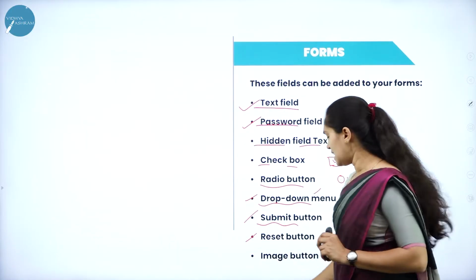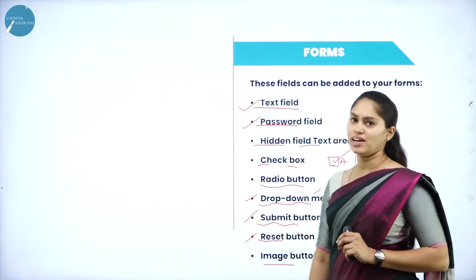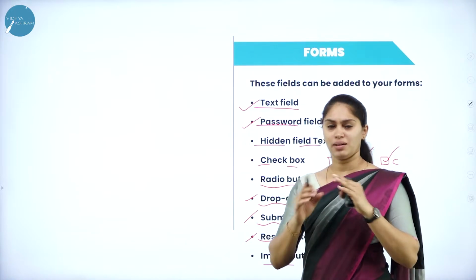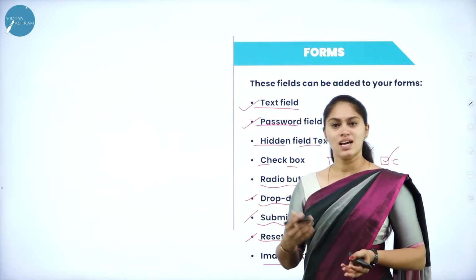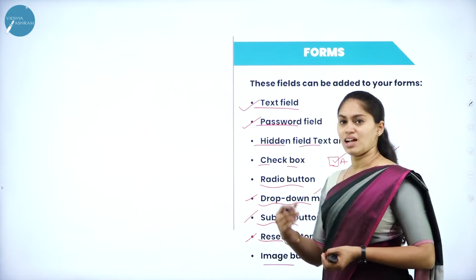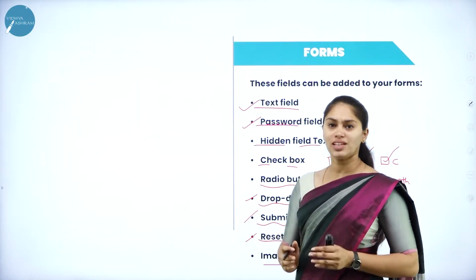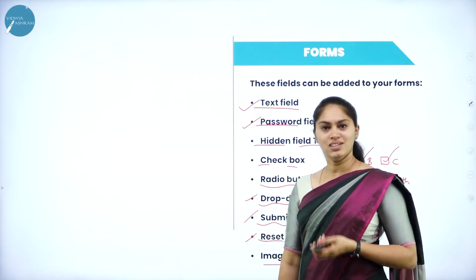Then I will go with this reset button. And also we have an image button. For example, if I wanted to have any image in my application or in my forms, then I can have this image button. That will allow you to insert an image into the form. So these are the many options we have in forms.